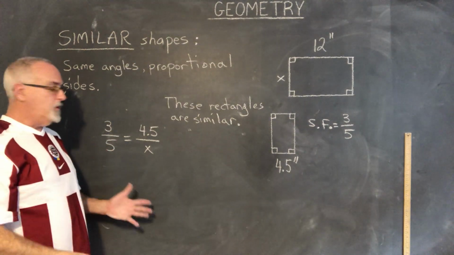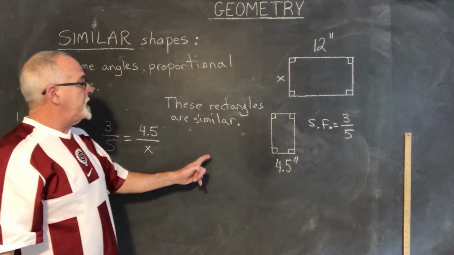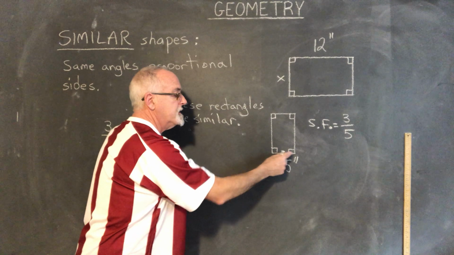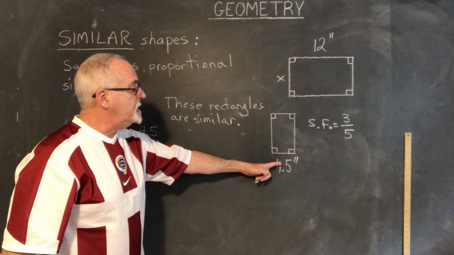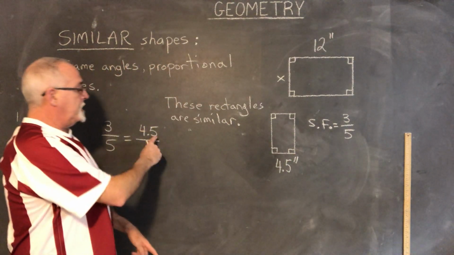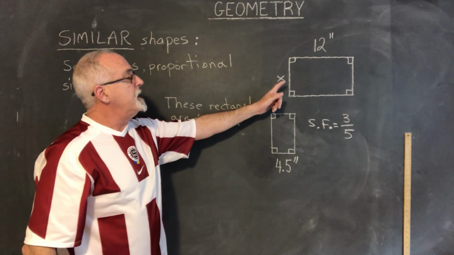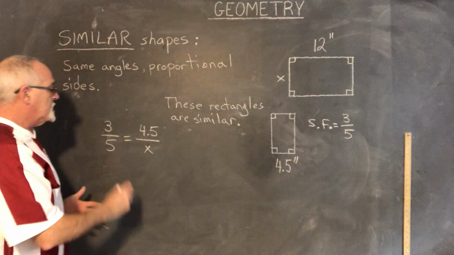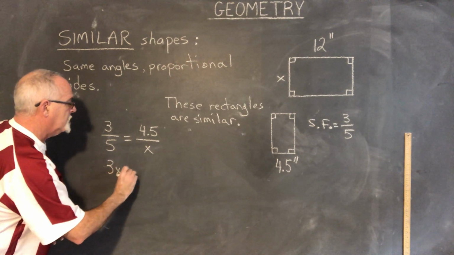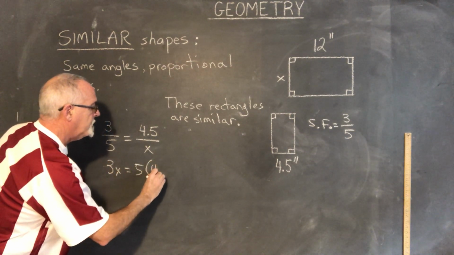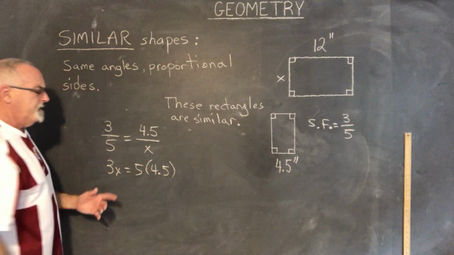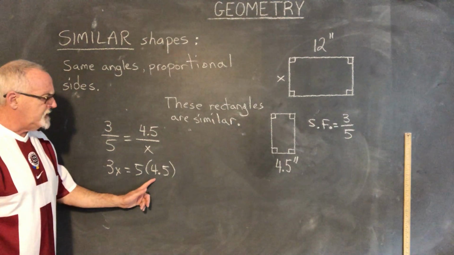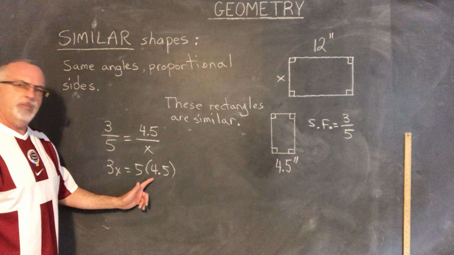Our strategy will work. That means what we're finding is, since the 4.5 is the shorter side of this smaller rectangle, what we're going to find when we plug it into the proportion is this x, which is the shorter side of the larger rectangle. For us, multiplying 3x equals 5 times 4.5. 5 times 4.5 is 22.5.